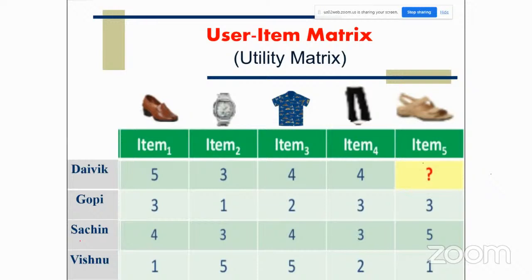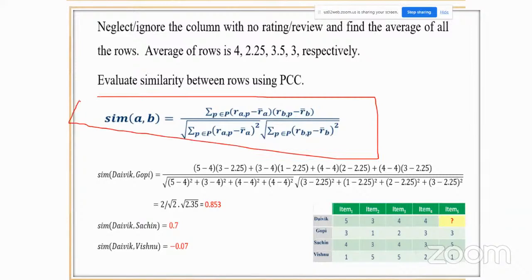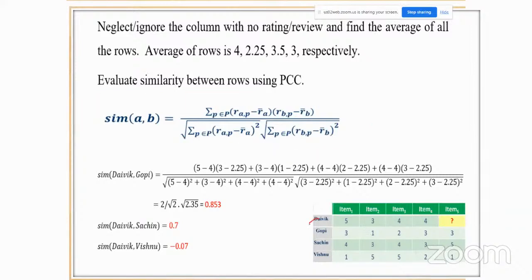Discussed just now. After that, we will see recommendation. So this formula I have already given, similarity between A comma B. Now first we have to look for similarity between Daivik and Gopi. So here, what is the formula? RAP means rating of the user A given to product P.